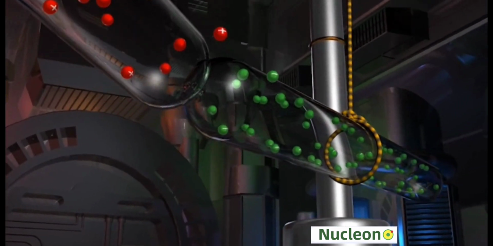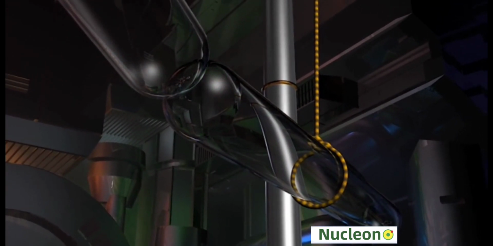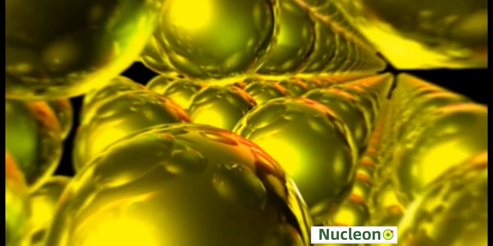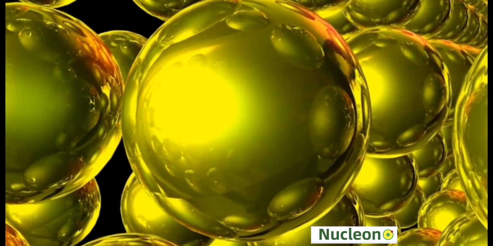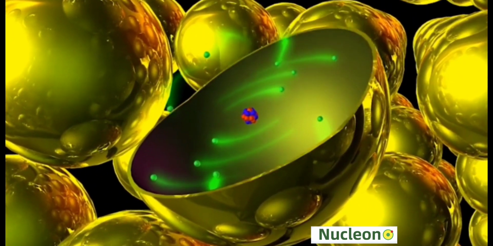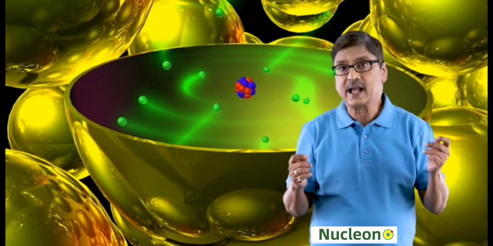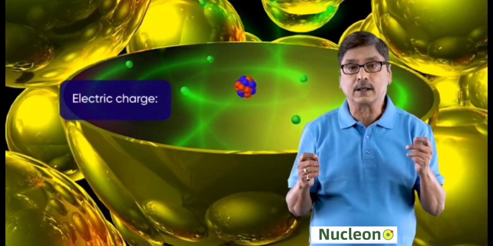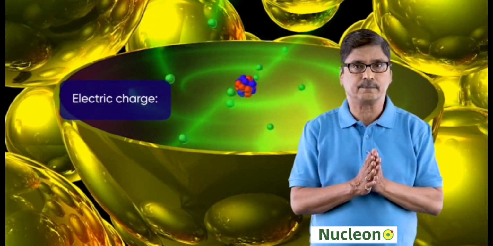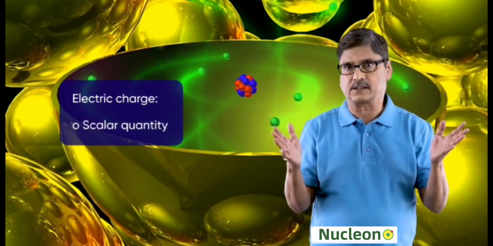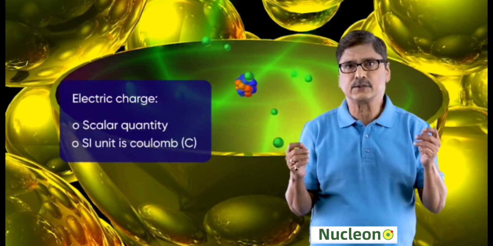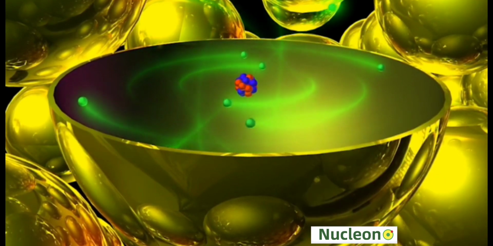Like every substance, a glass rod consists of a number of atoms. Each atom consists of fundamental particles like electrons and protons. Like mass, they have another intrinsic property called electric charge. It is a scalar physical quantity, and its SI unit is coulomb.